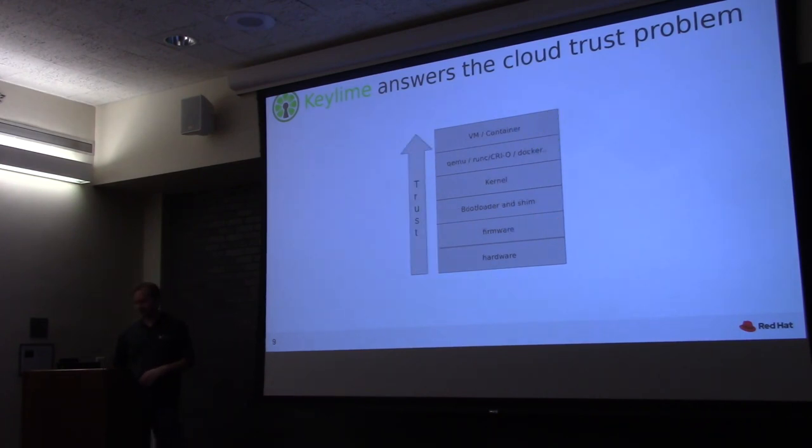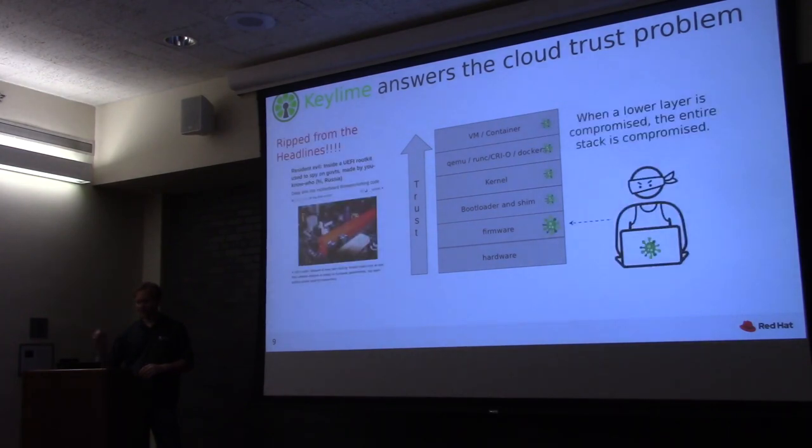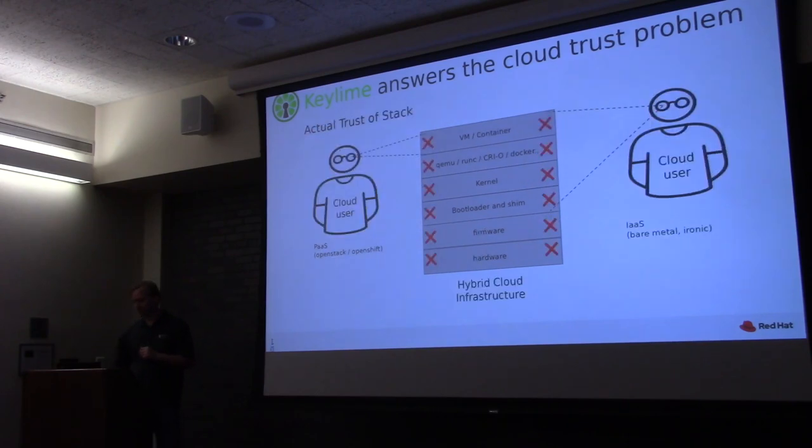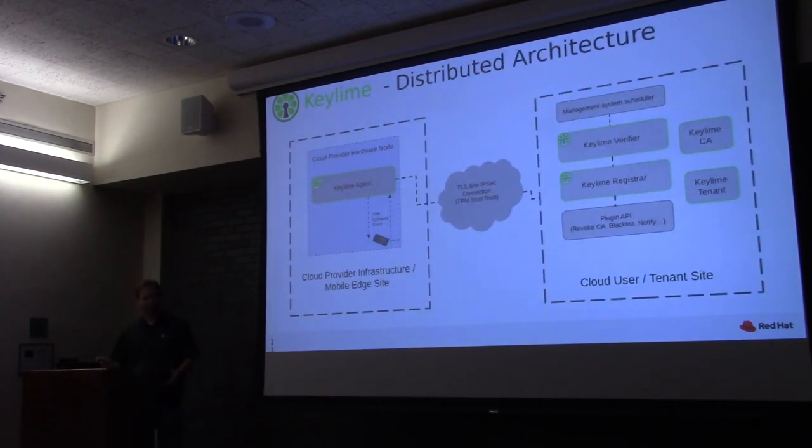But in reality, with trust being from the bottom up, if someone can get into that firmware area and put in a rootkit, which has been reported, sort of ripped from the headlines, they can compromise that entire view of trust into your system. So then you can't trust anything in your system, at any point. So how do we remedy that? We remedy that with Keylime.